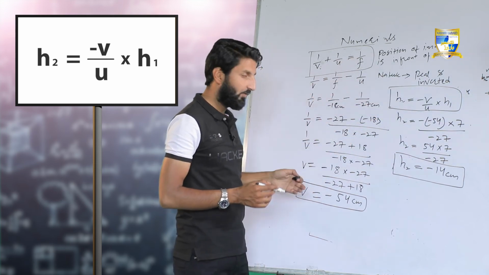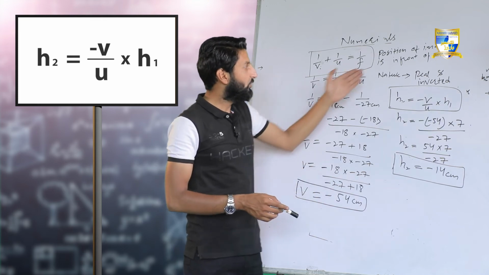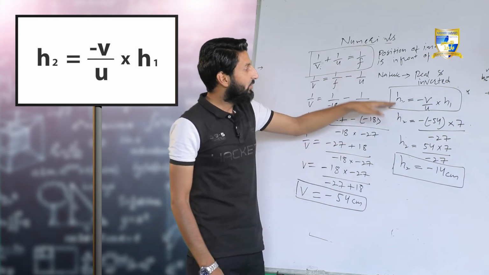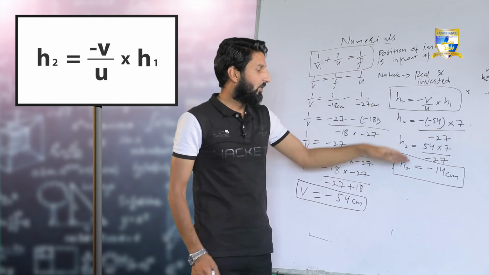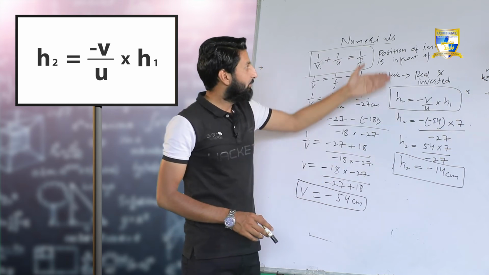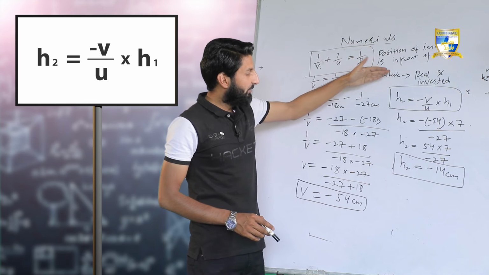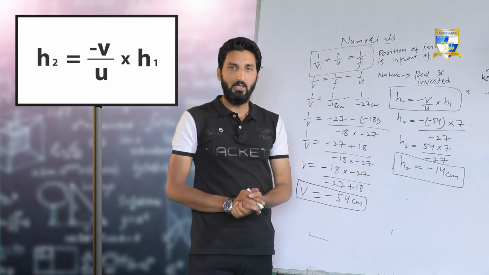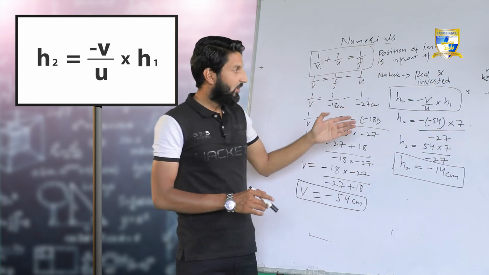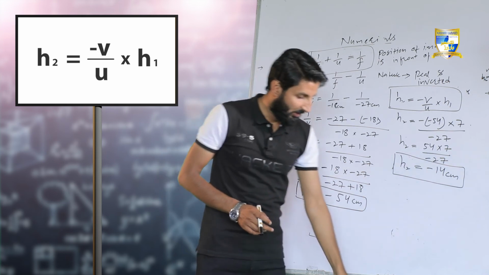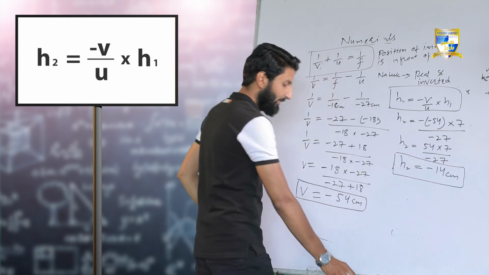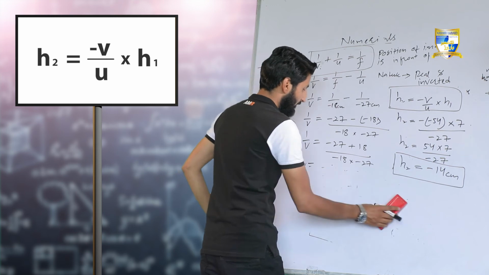First you have to calculate V. With the help of V you would know the position and nature of the image, and then you would simply calculate H2 with the help of this formula. So here is the position of the image, the nature of the image, and here is the size of the image. Now you can solve the numerical. Let's go through another numerical based on the same formulas.